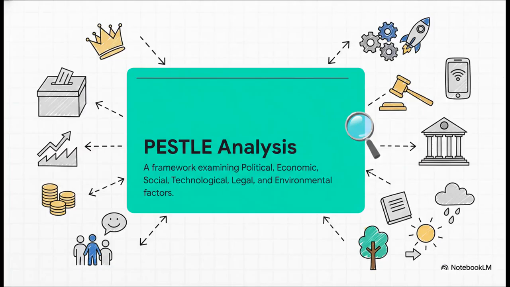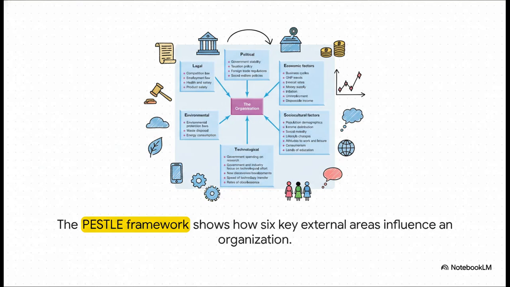So, what is it really? PESTLE is basically a strategic framework that helps you examine the world by breaking it down into 6 key areas: political, economic, social, technological, legal, and environmental. It's just a really smart, systematic way to scan the horizon. And this visual here, it shows it perfectly. See your organization right there in the middle? It's being pushed and pulled by all 6 of these big external factors. That's the whole idea in a nutshell.